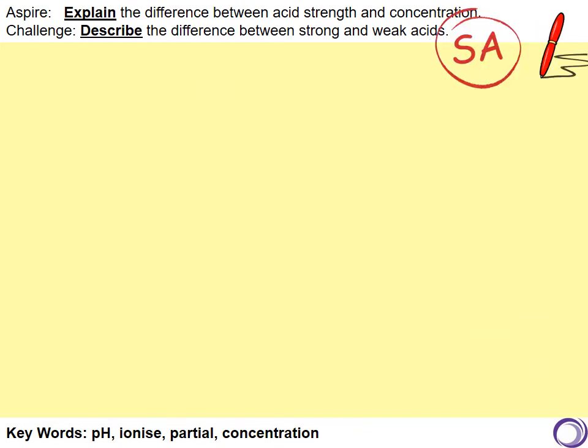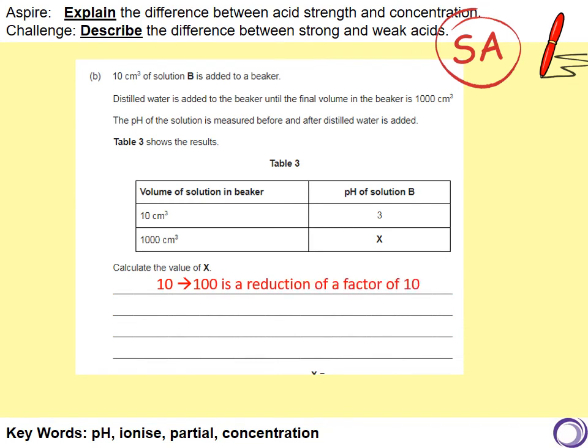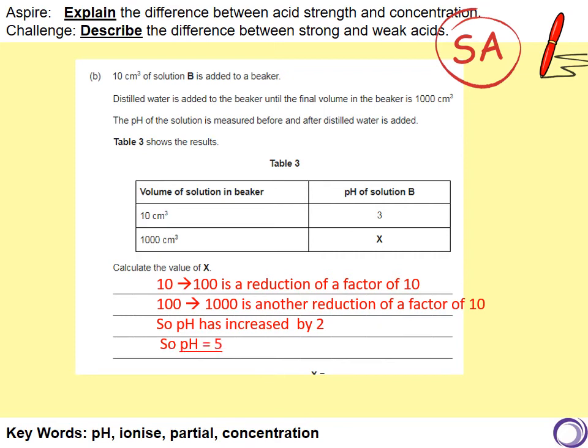Okay then. So we started off at 10, and if we went to 100, that would be a reduction of a factor of 10. However, we actually went to 1,000, which is another factor of 10. So this has been a change of 2 factors of 10. That means the pH will have increased by 2, so the pH will be pH 5.